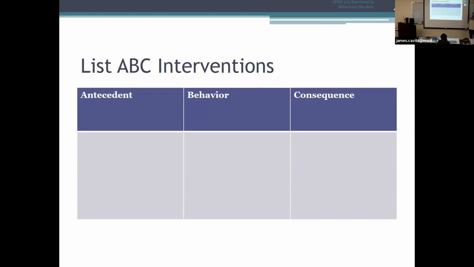Behaviors, what do we think? Got some behavior ones, teach social skills, teach how to say, hey, I don't want to be messing with you today in a nice way. What about consequences? Reinforce when she's being nice, ignore when she's not, separate her when she's not. That'd be a good one.